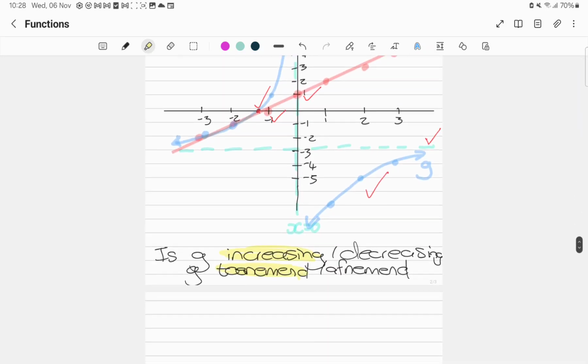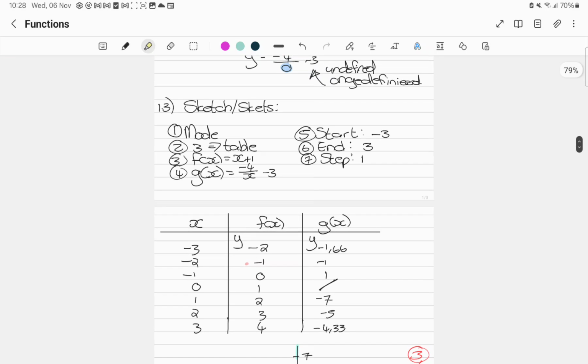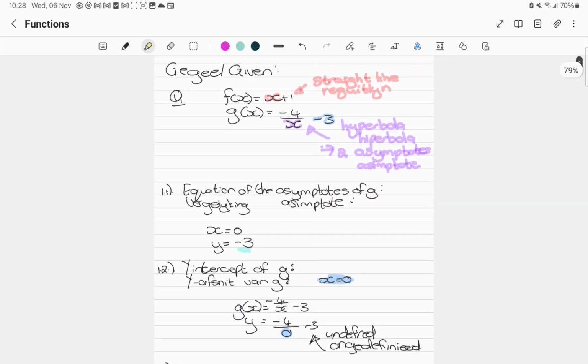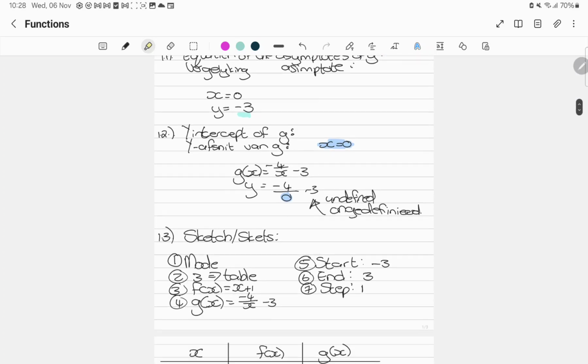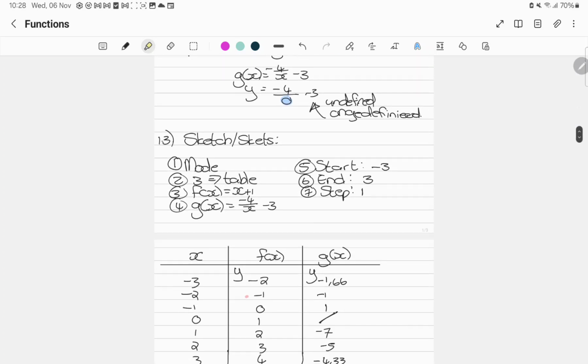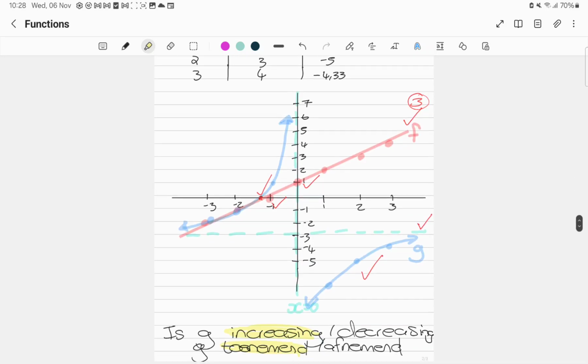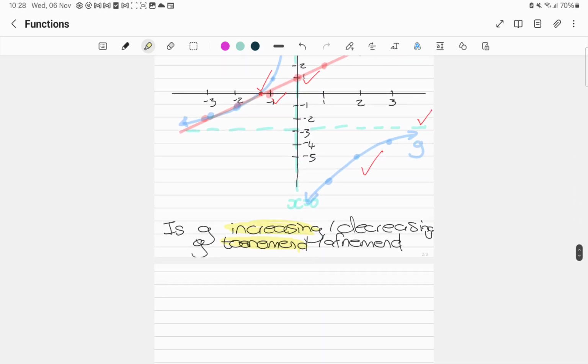So this is, I think, the basics of this for now. So how to get your asymptotes is important, how to calculate your y or x-intercepts is important. You need to know how to sketch it, okay? And then a general question, is it increasing or decreasing?